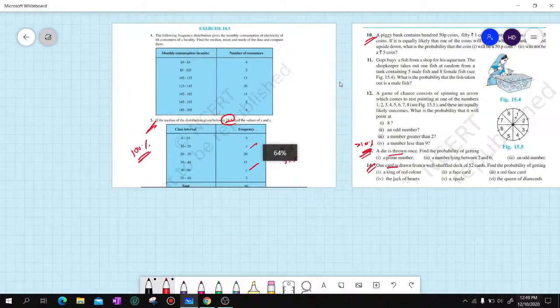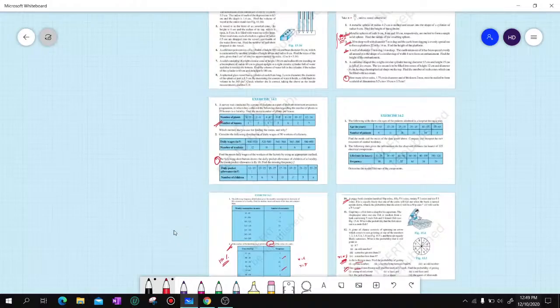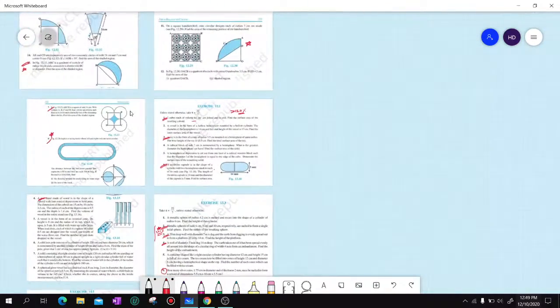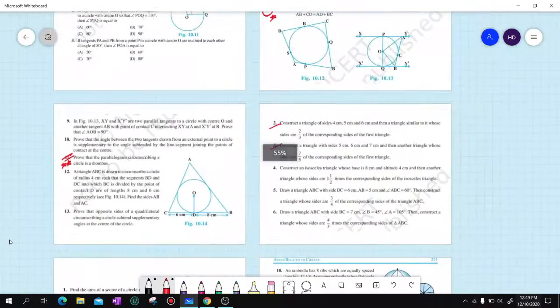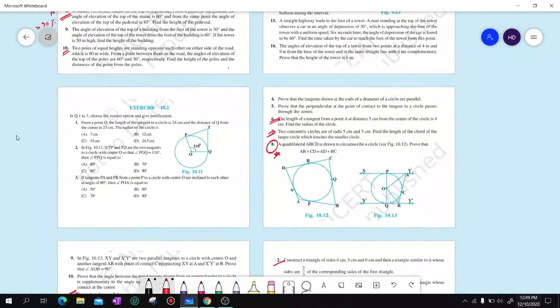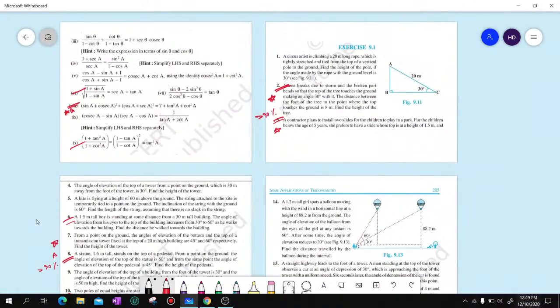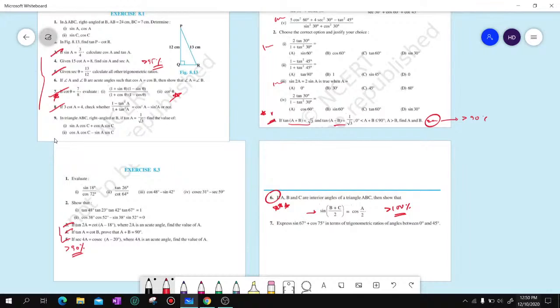So that's it guys. These are the very important and most repeated questions as per my knowledge. I'm very sure that the ones I marked as 90% and more than 90% will definitely occur in the coming board exam paper. I'm pretty sure.